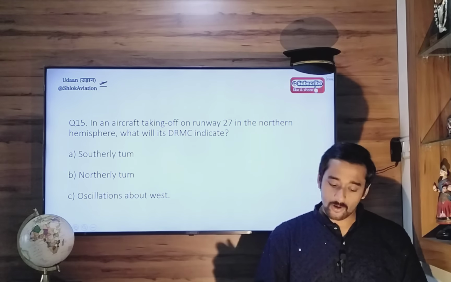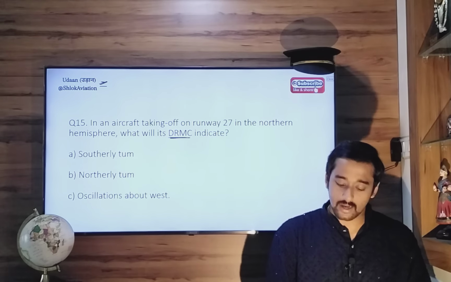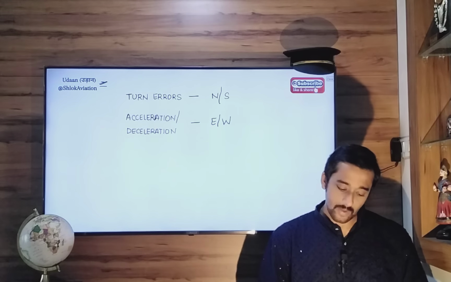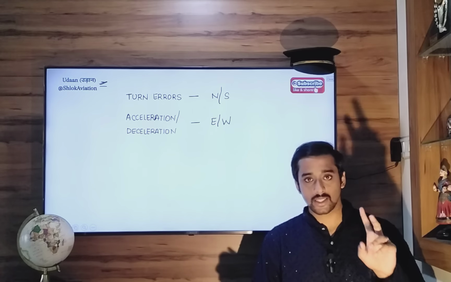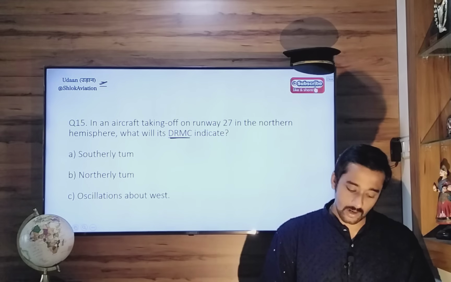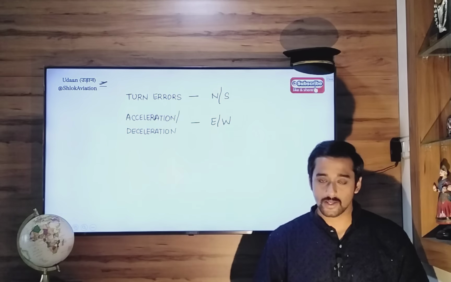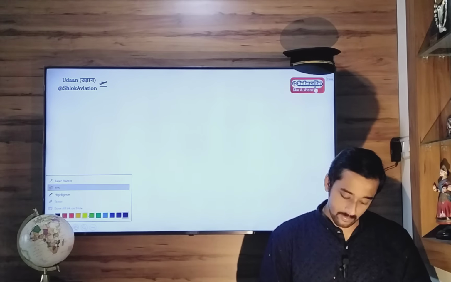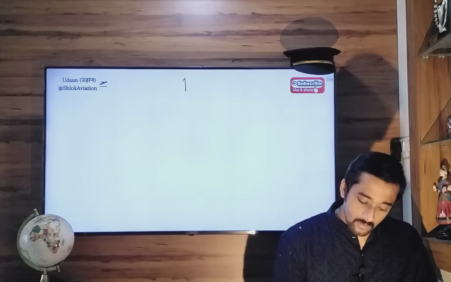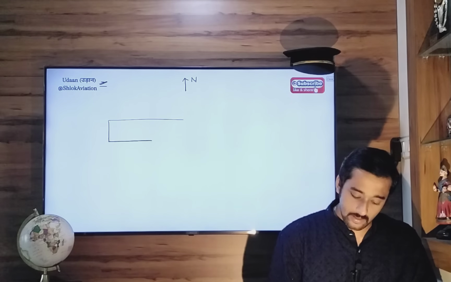In an aircraft taking off on runway 27 in the northern hemisphere, what will its direct reading magnetic compass indicate? The direct reading magnetic compass is subject to two errors, turning errors and acceleration deceleration error. For this particular question, we are going to focus our attention on acceleration and deceleration errors. Now look at the runway number here. This is your north datum. We are taking off from runway 27. This is runway 27. This is runway 09.